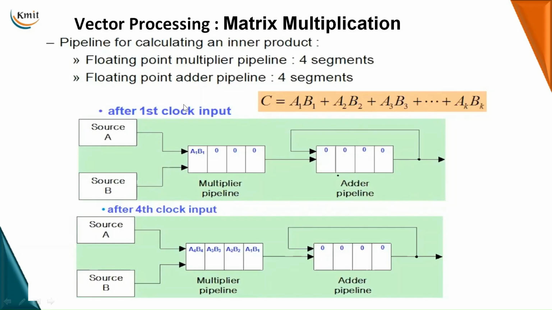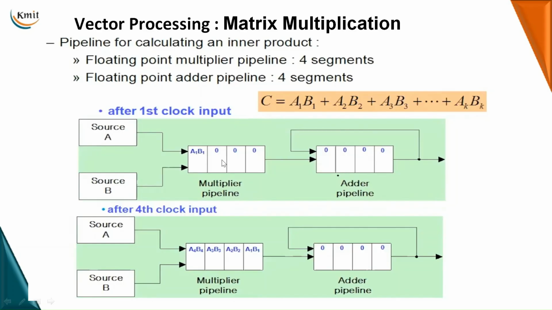At the first clock pulse, the input A1 from source A and B1 from source B will be loaded into this stage of the pipeline. Each pipeline, multiplier and adder, is divided into four segments. In the first clock cycle, A1 B1 will be loaded into this pipeline, and in the second clock cycle, A2 B2 will be loaded here, while A1 B1 is shifted into the next segment.